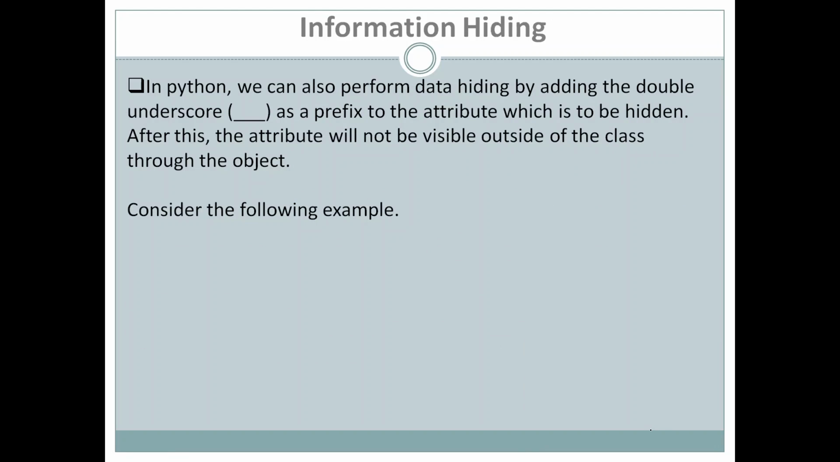Okay, information hiding. As we have discussed, we can hide the variables from external entities by using private variables, or by declaring variables private. Now how can we hide variables, or how can we make variables private in Python?